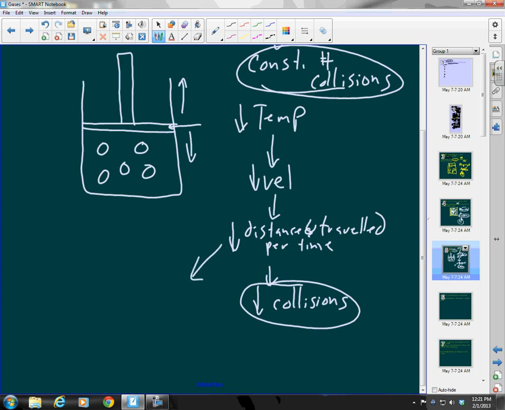So how do I keep from having fewer collisions if my distance traveled per time has decreased? Well, that means I have to change my volume so that there's less distance necessary for a collision. So what am I going to do? I have to decrease volume. So I would bring my piston down here. That means my particles have to travel less before they have a collision. Since the temperature is lower, the velocity is lower, and so they are traveling at a lower rate, and there will be the same number of collisions since I lowered the volume.